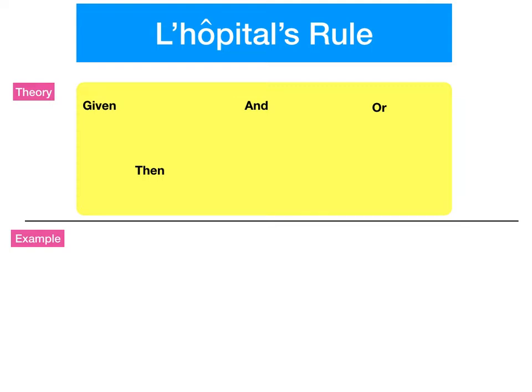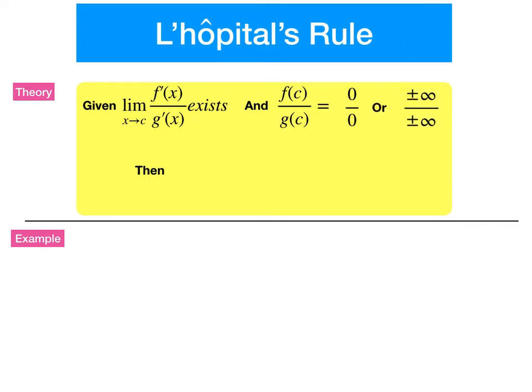So the theorem goes: given that the limit of f prime of x divided by g prime of x when x goes to c exists, and when you plug c into f of x and g of x you get the form 0 over 0, or plus or minus infinity over plus or minus infinity, then the limit of f of x divided by g of x when x goes to c equals the limit of f prime of x divided by g prime of x when x goes to c, with the condition that g prime of x is not 0.